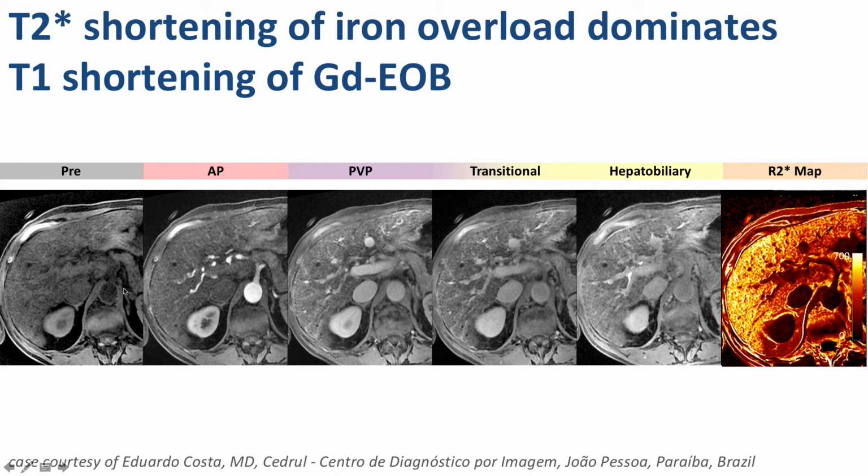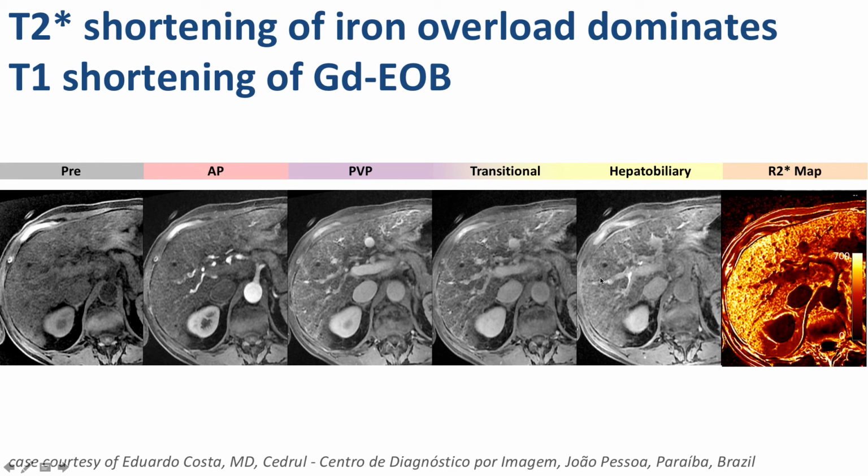Now here's a patient who got Gadoxetate, and look at the liver. On the hepatobiliary phase image, the liver is much darker than the portal vein. So what's happening? Is this liver not functioning, or is this liver so iron overloaded? Notice how bright the liver looks on this R2 star map. Is the liver so iron overloaded that the signal loss from the iron overload overwhelms the enhancement of the Gadoxetate?